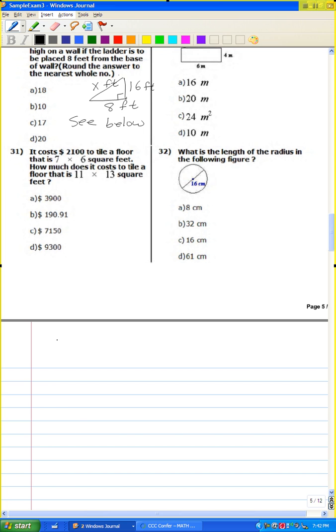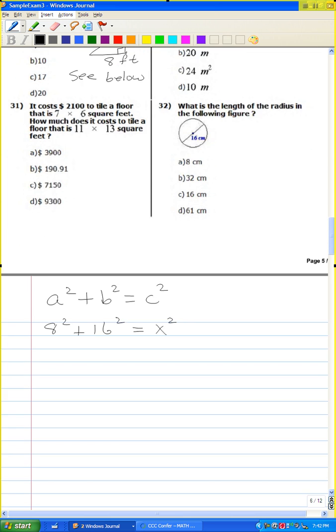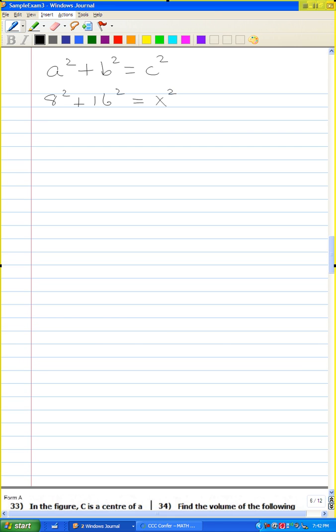By Pythagorean's theorem, A squared plus B squared equals C squared. Therefore, 8 squared plus 16 squared is X squared. And so 64 plus 256 is X squared. So 320. So X is equal to the square root of 320.